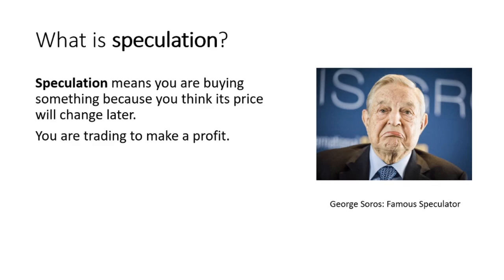Another factor that affects exchange rates is speculation. Speculation means that you are buying something because you think its price will change later. You are trading to make a profit. I include this picture here of George Soros. He is a famous speculator, most famous for his role in the Black Wednesday crisis of 1992, where he made $1 billion in one day speculating against the Bank of England. We'll look at that in another video, but he's a really good person to think about when you want an example of someone who's speculating.